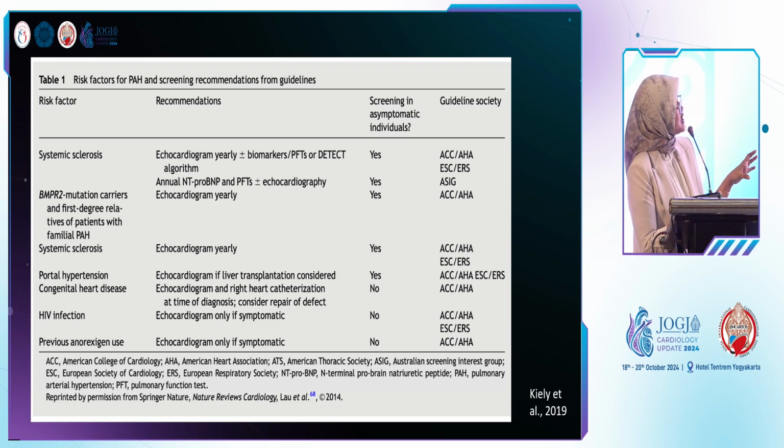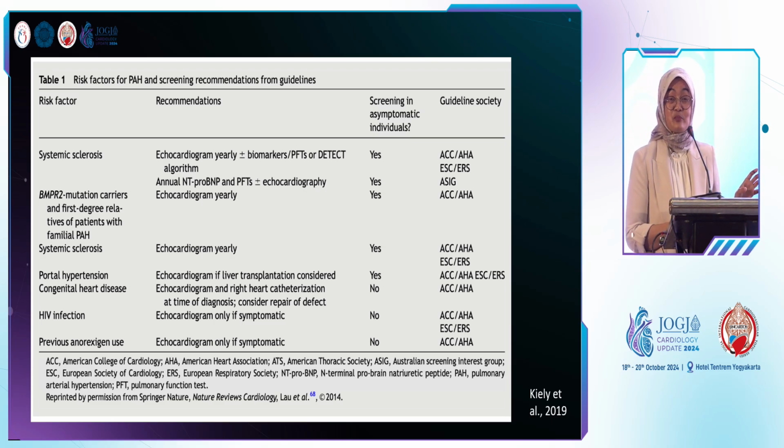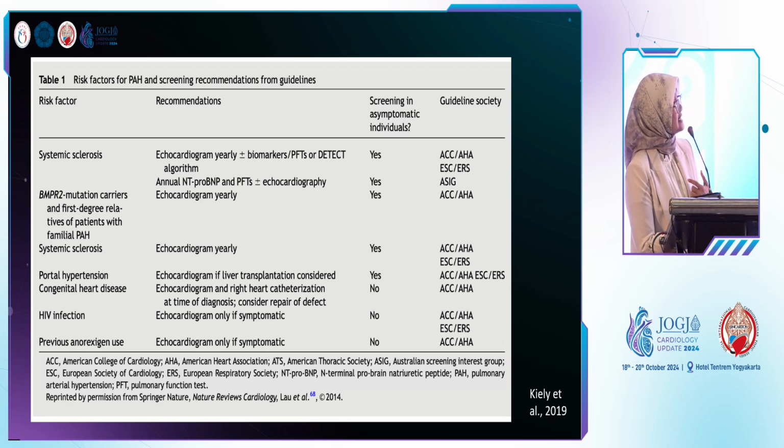But in congenital heart disease, for example, we screen the patient when they have symptoms. So echocardiography and also right heart catheterization will be done, and the thing that is very important is we need to consider what is the cause of the pulmonary hypertension. If it is a left-to-right shunt, then please consider repairing the defect.